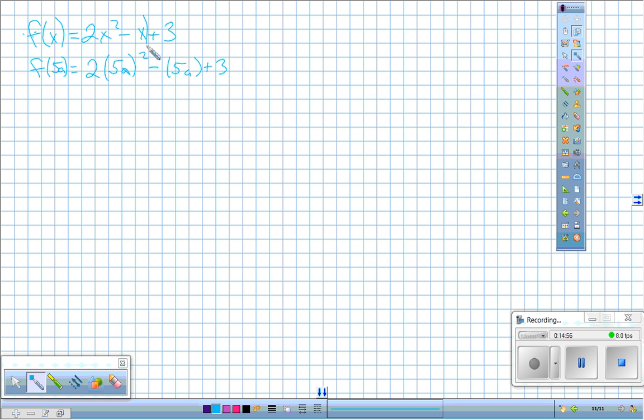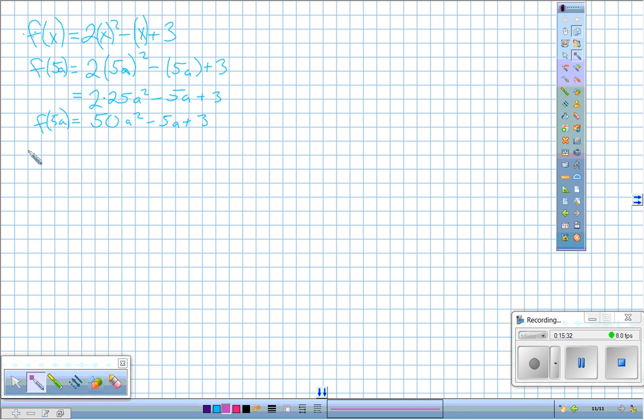plus 3. I like to think about it as every x I have, I go through and put parentheses around the x and only the x. Wherever those parentheses are, that's where I'm plugging stuff in. Okay, 2 times 5a squared. 5 squared is 25. a squared is a squared, minus 5a plus 3. Really doesn't get more simple than that, so I have f of 5a. So I will have 50a squared minus 5a plus 3.